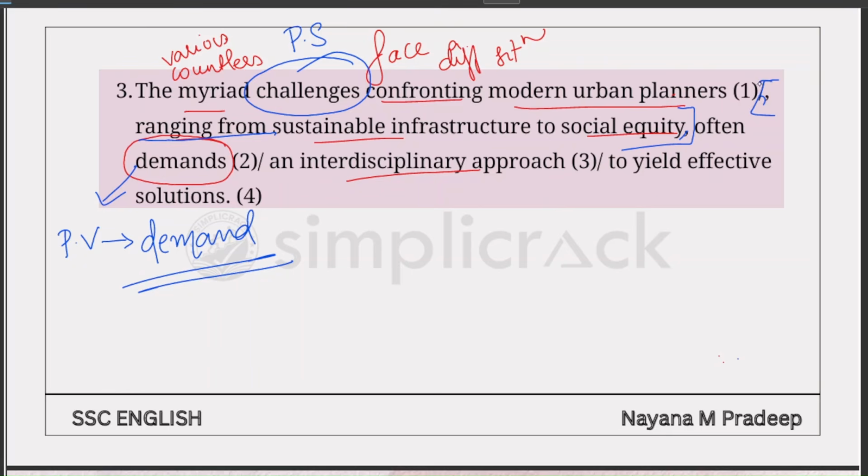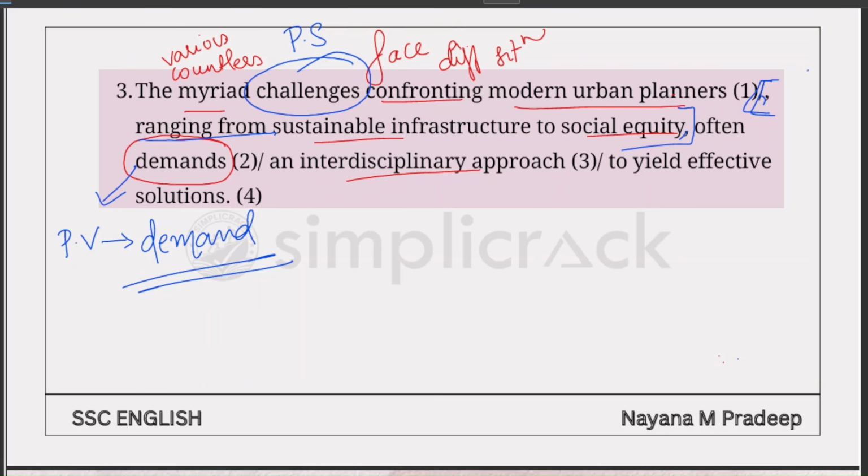So this portion that comes between two commas is not relevant to the meaning of the sentence. Even if you exclude that particular phrase, even if you exclude that particular clause, nothing is going to happen to that sentence. Why? Because this is just an example of the challenges that they have to face.